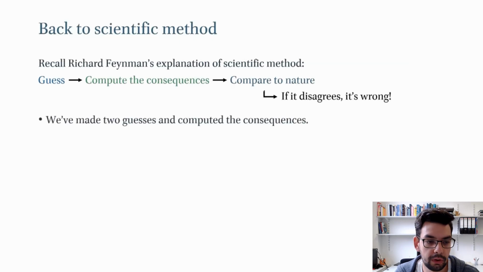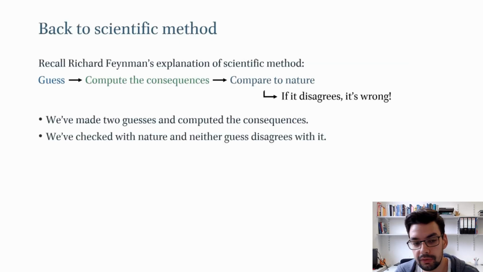So here we've made two different guesses, quite radically different guesses, about what the mental grammar of Weri speakers might be that allows them to have this input-output mapping. We've computed the consequences. Now let's assume we've checked in with nature by looking at some more data, perhaps doing a kind of wug test with words that they don't know, and neither of the results disagrees.